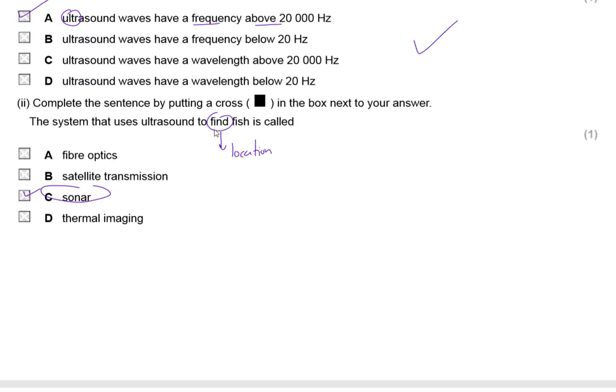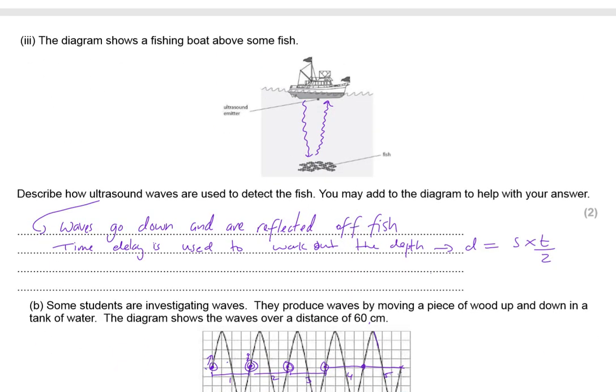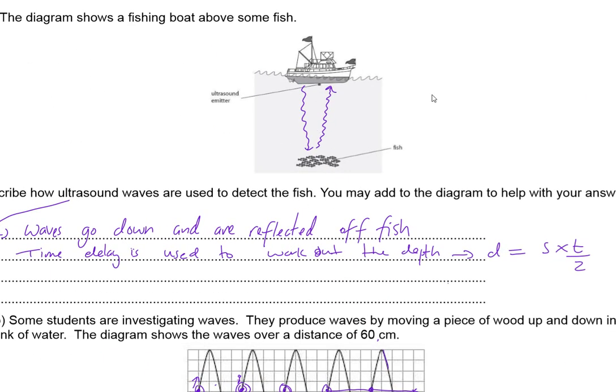Now this one is about finding the fish. This is about location. Location has to do with sonar, which is echolocation in this particular case. Okay, so you need to fix yourself up in this particular case. Fix yourself or lose control. Now we have this one here. Now this is echolocation. All right, so this is echolocation.